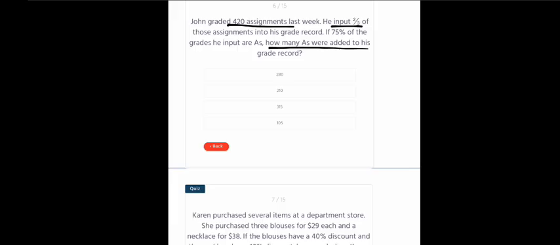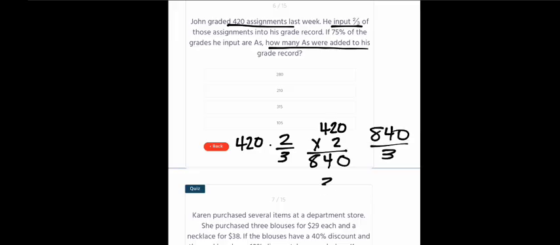So how do we find a fraction of something? We find the fraction of something by multiplying it by that fraction. So 420 times 2/3, which means 420 times 2, 0, 4, 8. And then this number divided by 3. So 3 goes into 840. 3 goes into 8 2 times. 3 times 2 is 6. 8 minus 6 is 2. Bring down the 4. 3 goes into 24 8 times. 3 times 8 is 24. 24 minus 24 is 0.